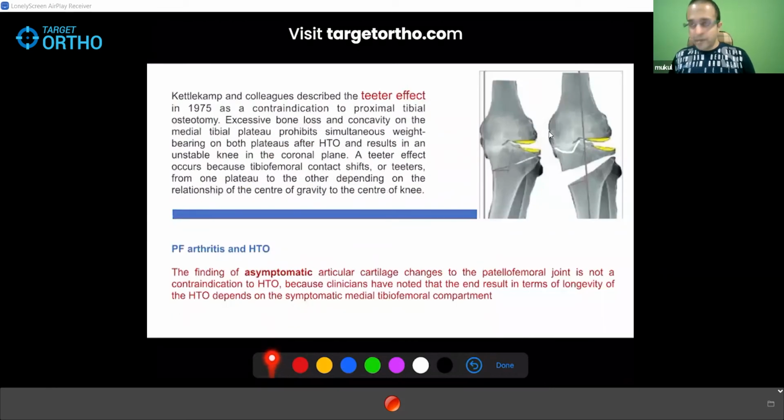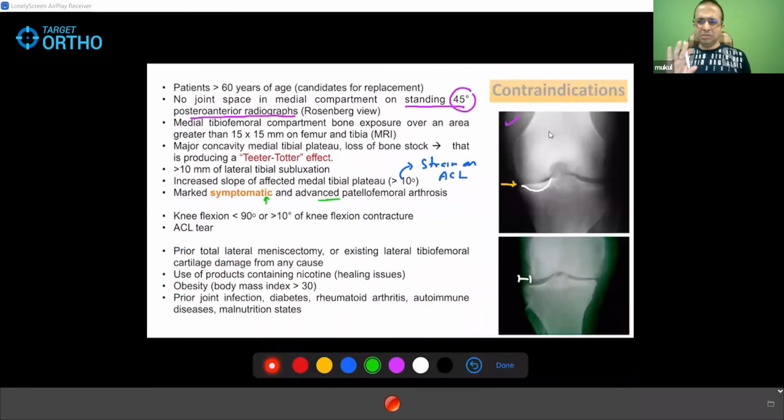So I'm just reading a line to you from a very nice article. The finding of asymptomatic cartilage changes in the patellofemoral joint is not a contraindication for STO, because what clinicians have noted is that the end result and longevity of STO depends upon the symptomatic medial femoral compartment. So even if there are advanced changes in the patellofemoral compartment, if the patient is not symptomatic for them, you can leave it. What I mean is, sometimes there is rest pain, or pain getting up from a chair, so that is patellofemoral pain. If that is not there, you can do the STO.